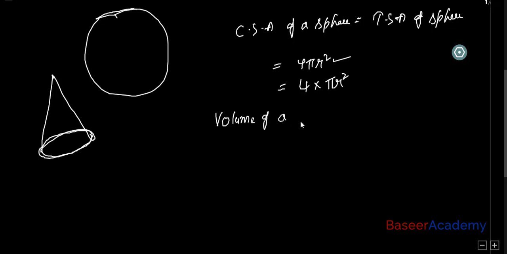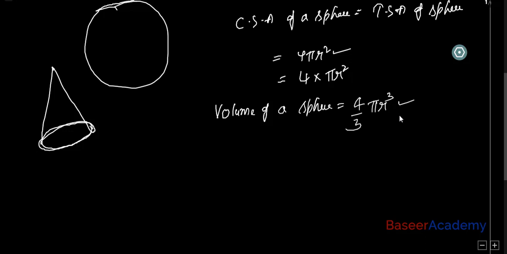Now volume of a sphere. Volume of a sphere is 4 by 3 pi r cube. This again is one of those cases where deriving the formula is a bit lengthier than just remembering it. So this time you just got to remember this. Volume of a sphere is 4 by 3 pi r cube.